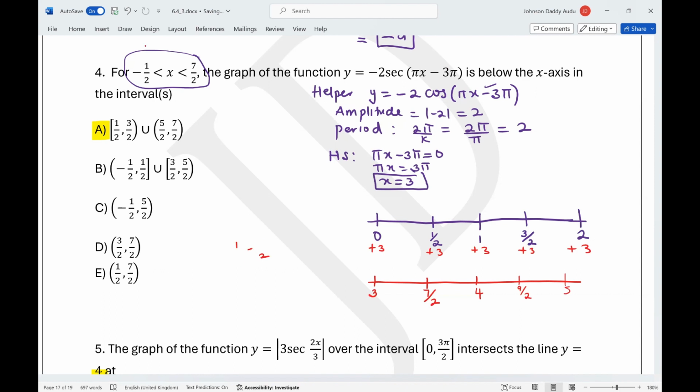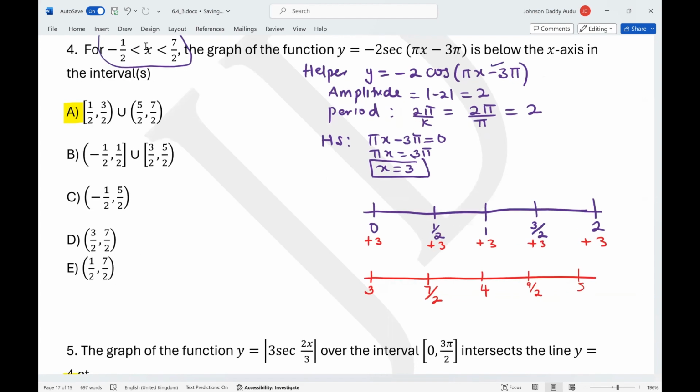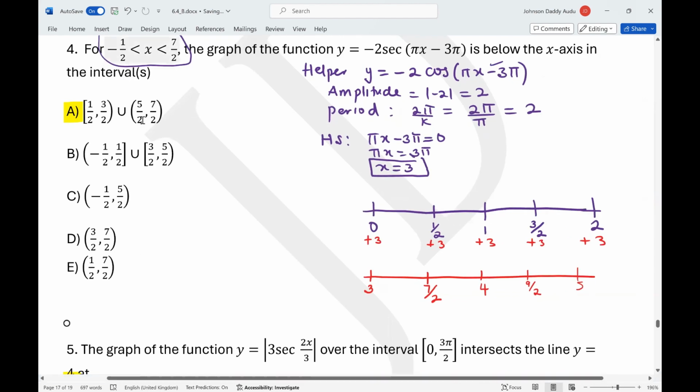But if you look at the question, it has its own interval that it is interested in. Is interested in where? In which interval? From minus half to where? 7 over 2. So it means that actually this interval will not really work. But we can use this interval. We can still use this interval. It's still going to be helpful.